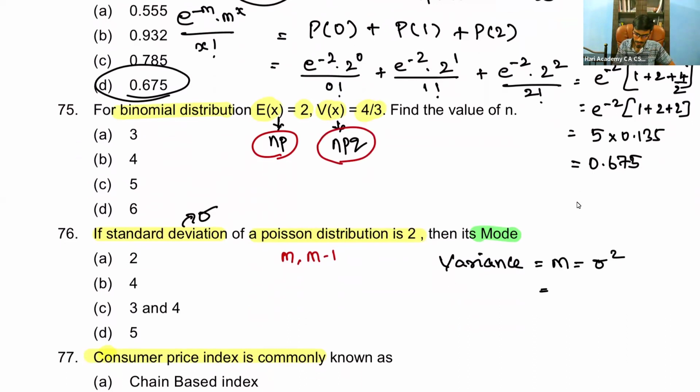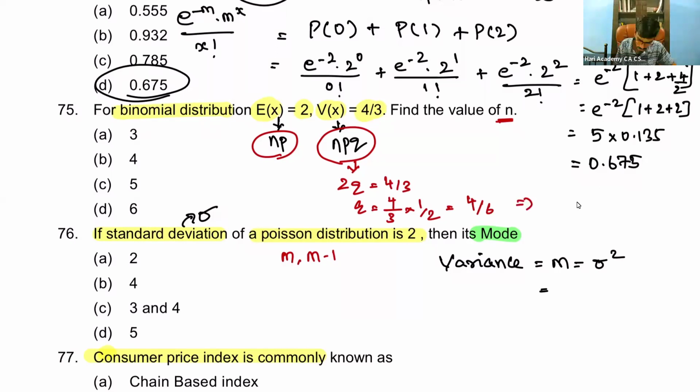Variance is nothing but npq. They are asking for n. In that value, I am substituting the np value. q is 4 by 3, so 4 by 3 into 1 by 2 will become 4 by 6. So pq is equal to 2 by 6, right?